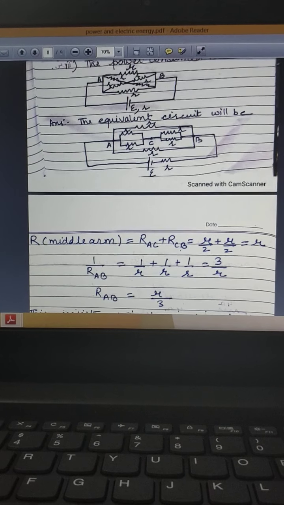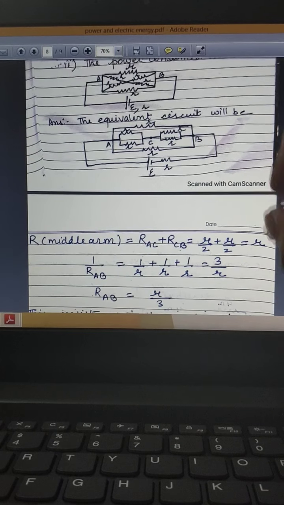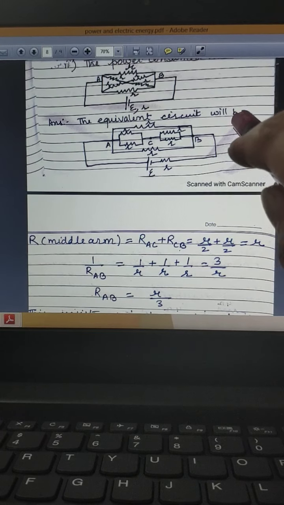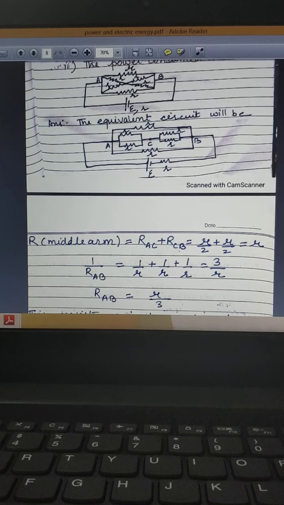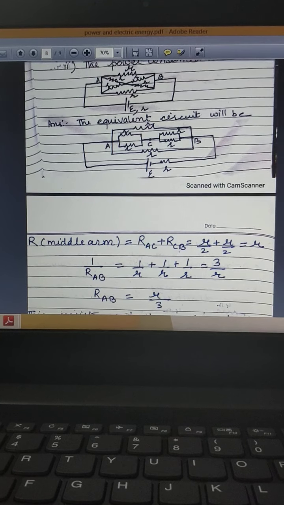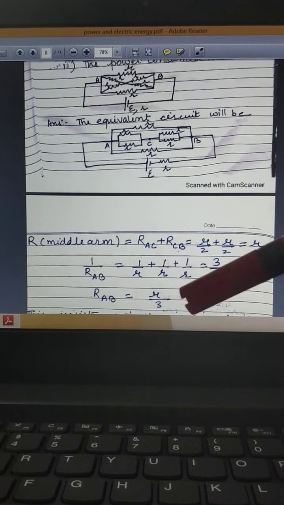So first of all, we are going to draw the equivalent circuit, because we have to find out the equivalent resistance. अगर हम रेजिस्टेंस नहीं निकालेंगे बेटा, we cannot solve the question, because the values of V and I are not given to us. We have to find out this R.